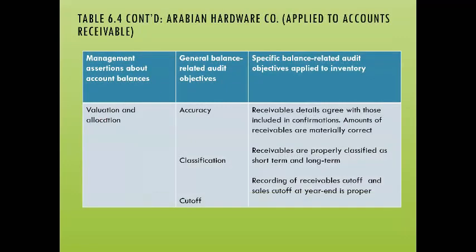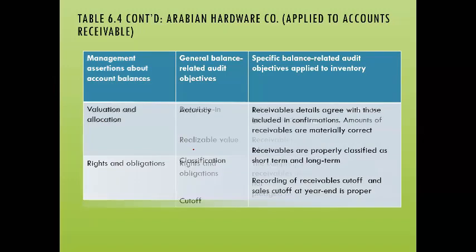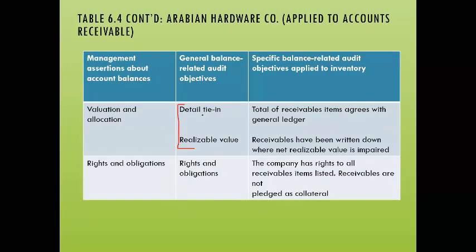Okay? Valuation and allocation in management will include here accuracy, classification, and the cut off. Valuation and allocation, the value of the assets, and if there are any modification or valuation that happen to that balance must be taken into consideration and recorded at the year end appropriately. Valuation and allocation will include, from the point of view of the auditor, the detail tie-in and realizable value. Let me stop here.